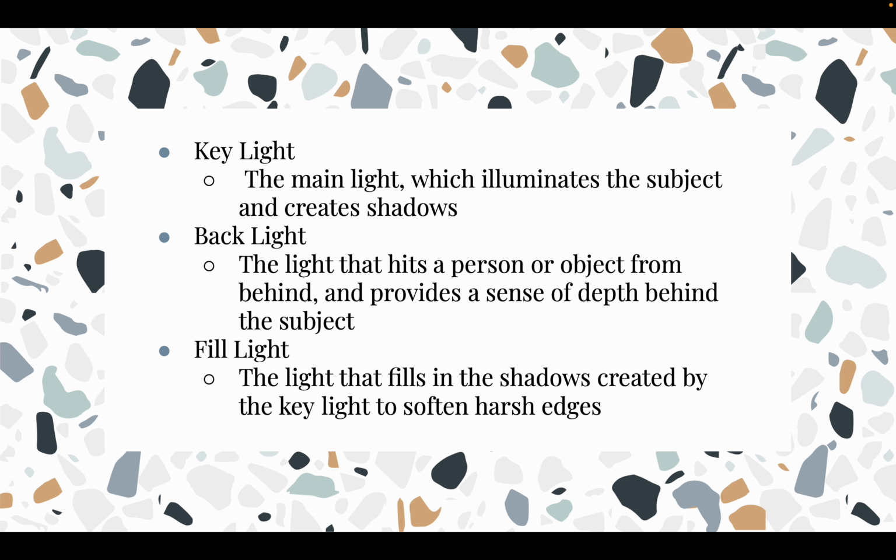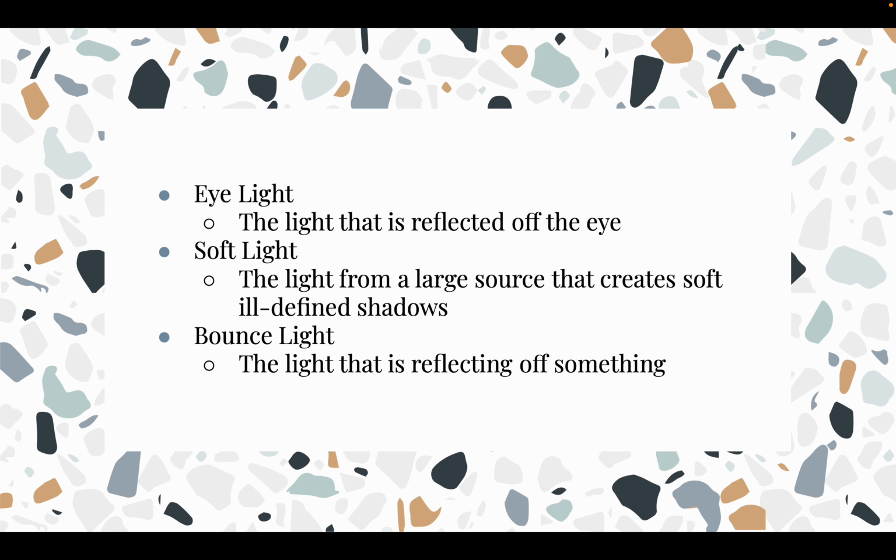Key light is the main light, which illuminates the subjects and can create shadows. You have backlight, which is the light that hits a person or object from behind and provides a sense of depth behind the subject. You have fill light, which is the light that fills in the shadows created by the key light to soften the harsh edges. You have eye light, which is the light that is reflected off the eyes. You have soft light, which is the light from a large source that creates soft, ill-defined shadows. And then you have bounce light, which is the light that is reflecting off something.